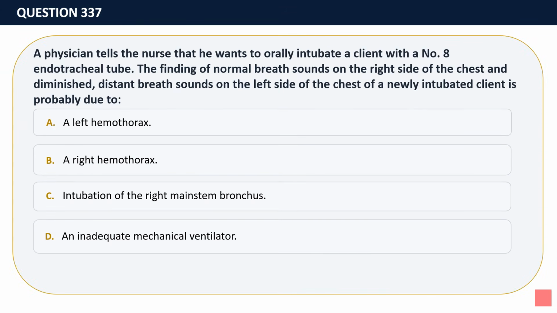Question 337. A physician tells the nurse that he wants to orally intubate a client with a number 8 endotracheal tube. The finding of normal breath sounds on the right side of the chest and diminished, distant breath sounds on the left side of the chest of a newly intubated client is probably due to: A. A left hemothorax. B. A right hemothorax. C. Intubation of the right mainstem bronchus. D. An inadequate mechanical ventilator.